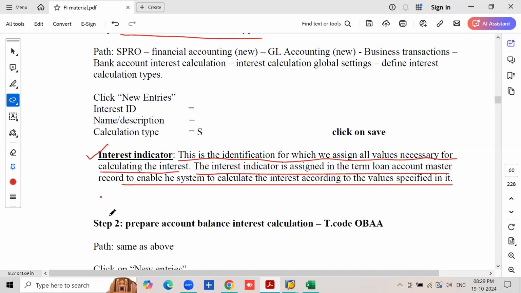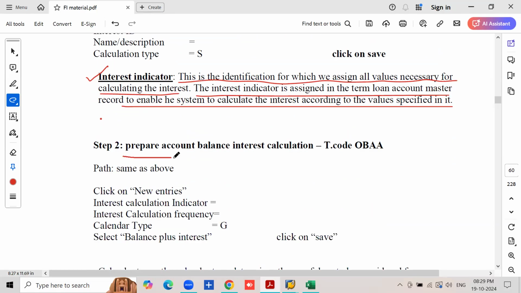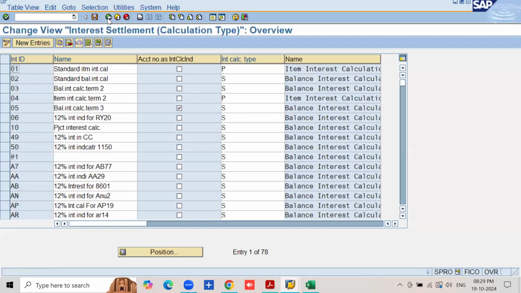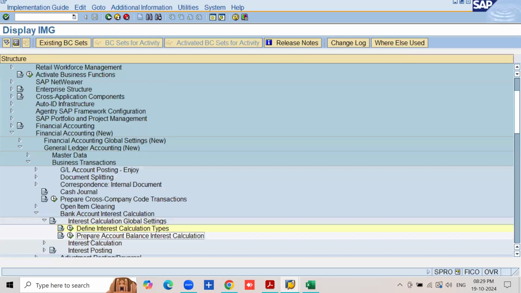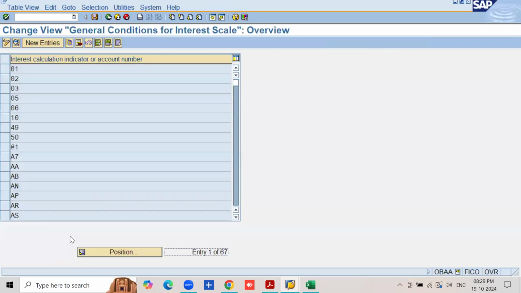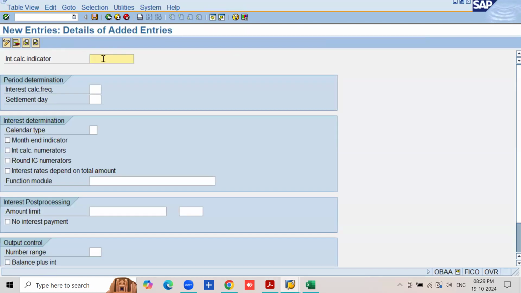Okay, next. Prepare account balance interest calculation. While doing the step, I will explain again. Path is same as above. Prepare account balance interest calculation. Click on new entries. Interest calculation indicator, ST. This is what you defined in the previous step.